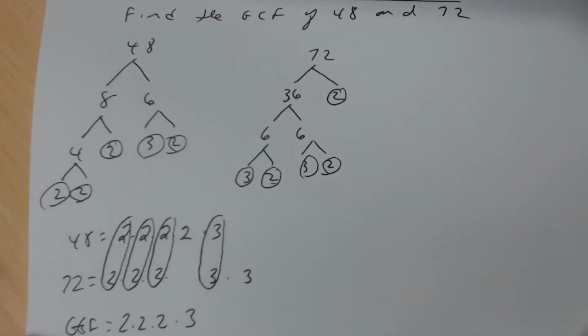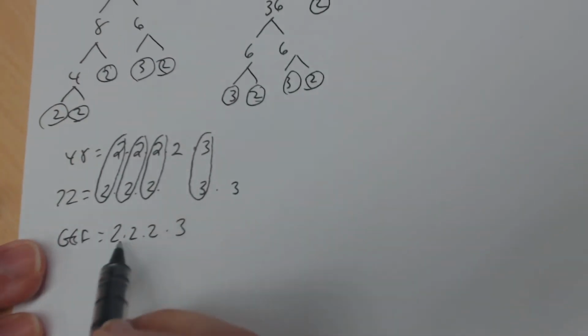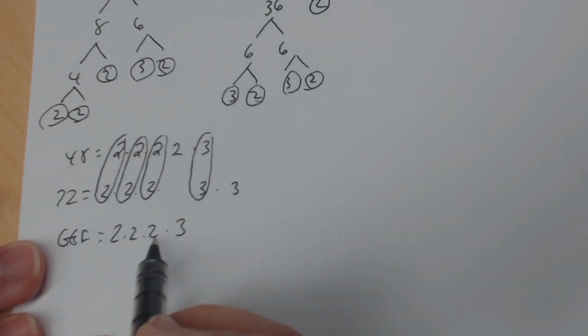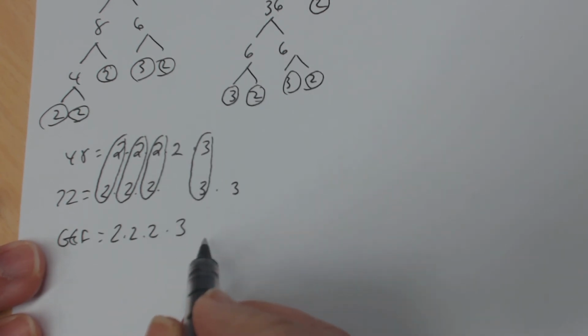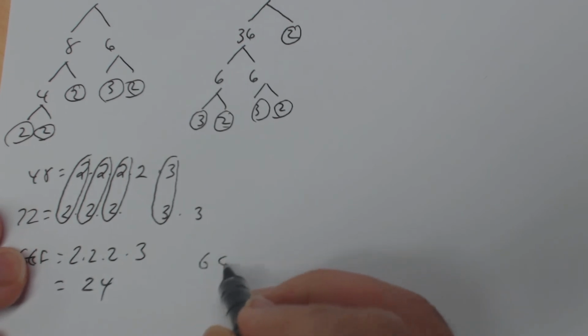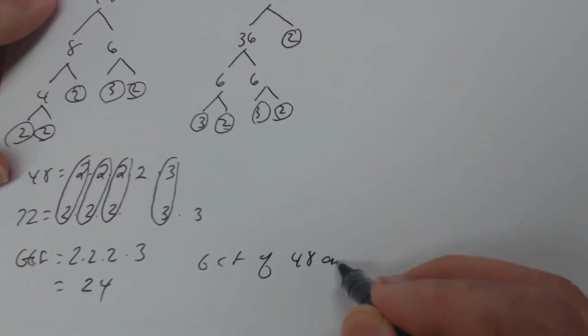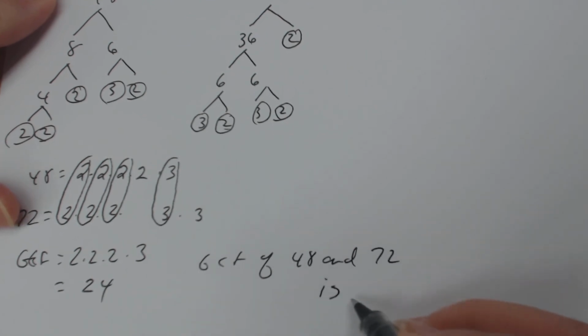All right, so then I'm going to get, let's see. 2 times 2 is 4. 4 times 2 is 8. 8 times 3 is 24. So the GCF is 24. So the GCF of 48 and 72 is 24.